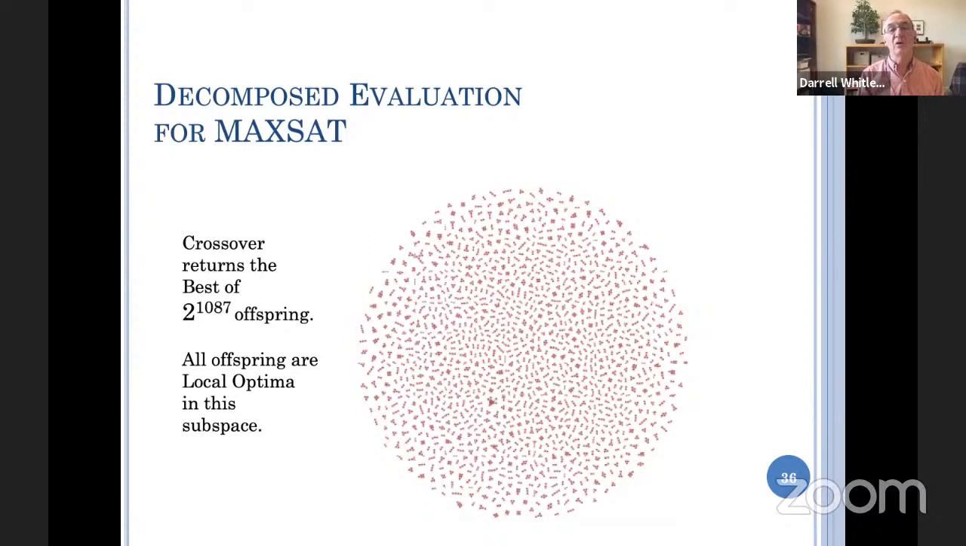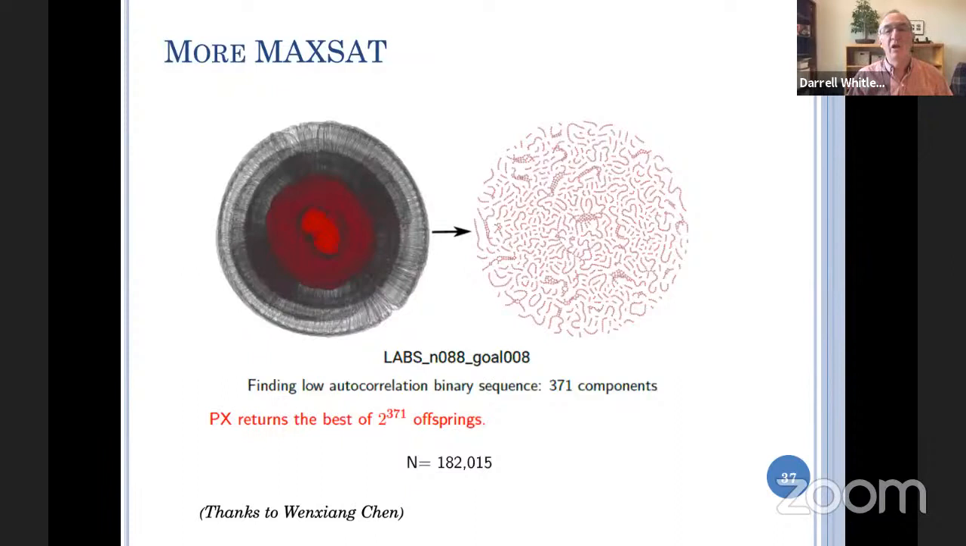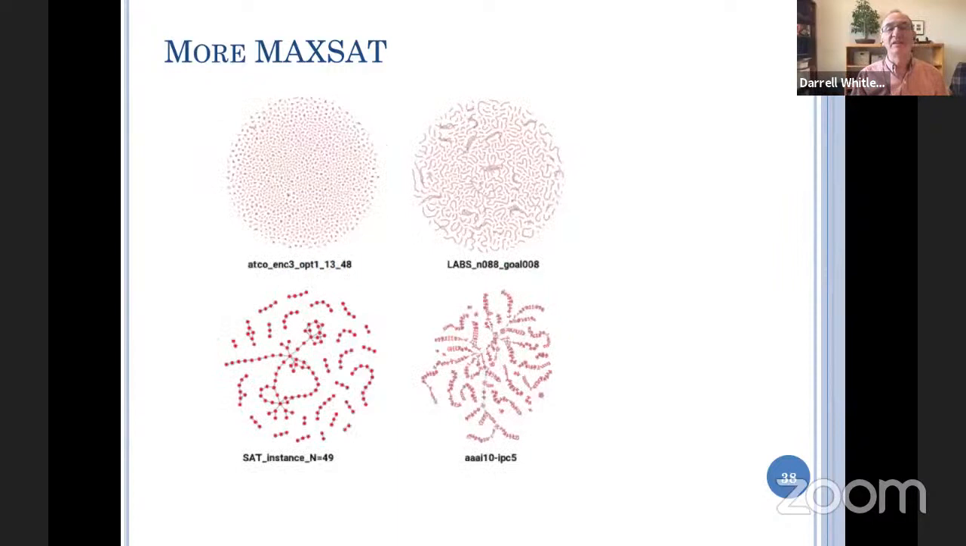Here's another example. This is finding low autocorrelation binary sequences. The problem has 182,000 variables. When we generate two locally optimal solutions, we get 371 components. So the partition crossover is going to return the best of 2 to the power of 371. I mean, those are just mind-bogglingly big numbers, okay?